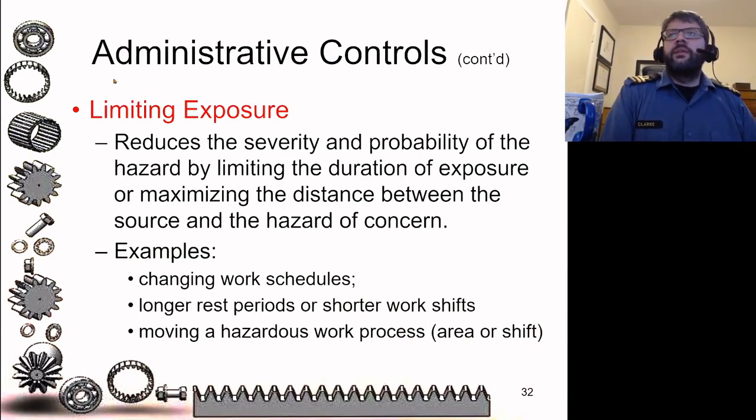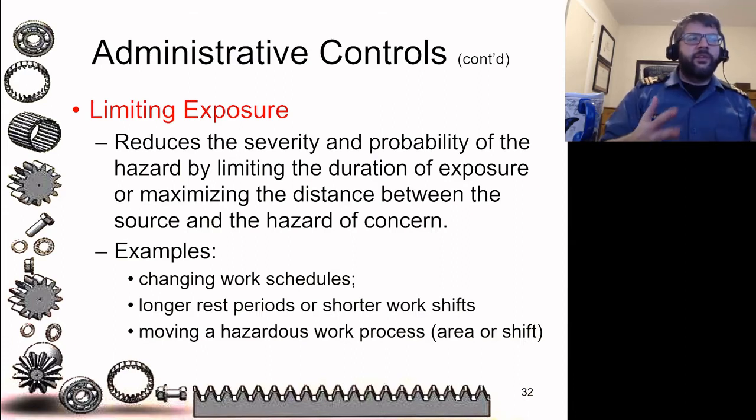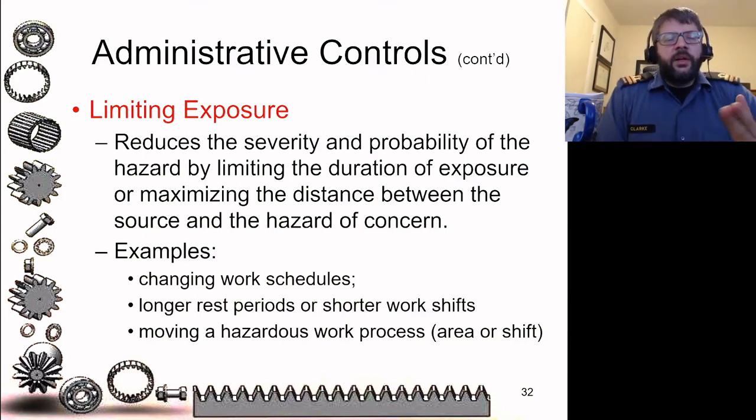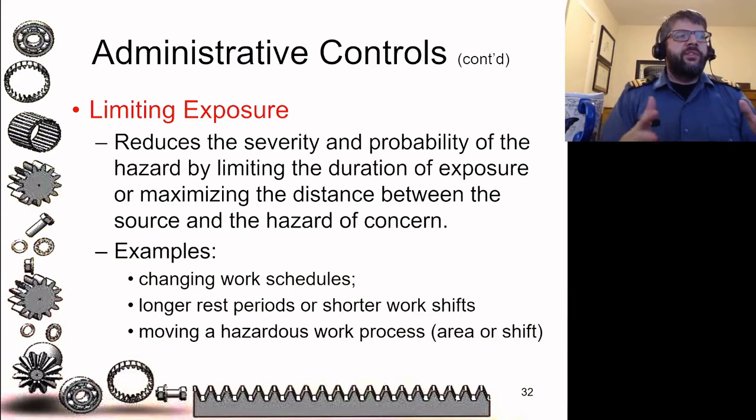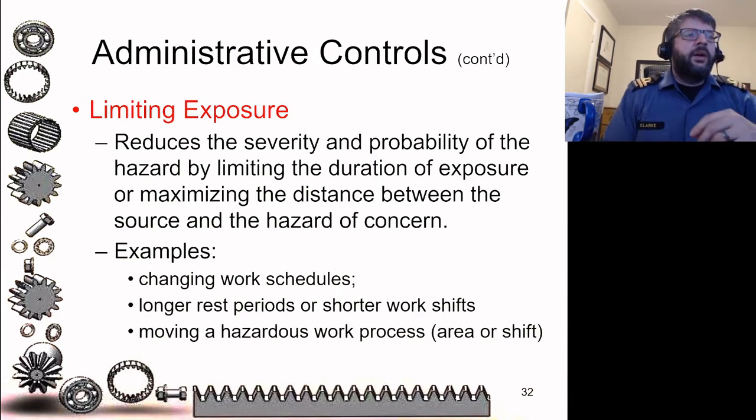One administrative control is limiting exposure, so we can maximize the distance between the hazard of concern and people, or limit the duration. For example, with a radiation hazard on ships, each emitter will have a safe zone around it. As long as you're not within a certain distance from the emitter, you're deemed to be operating safely. That's established by taking measurements of the amount of radiation that would be passing through a person if they were standing in a particular spot when the emitter's on.